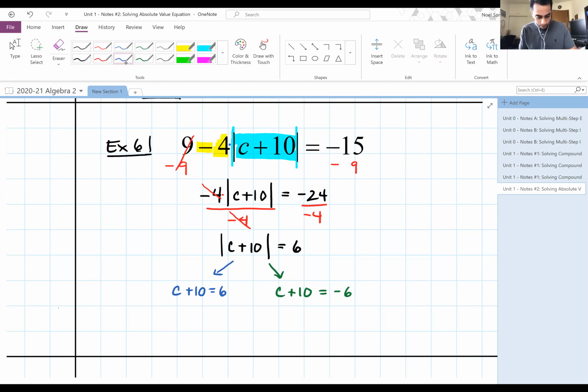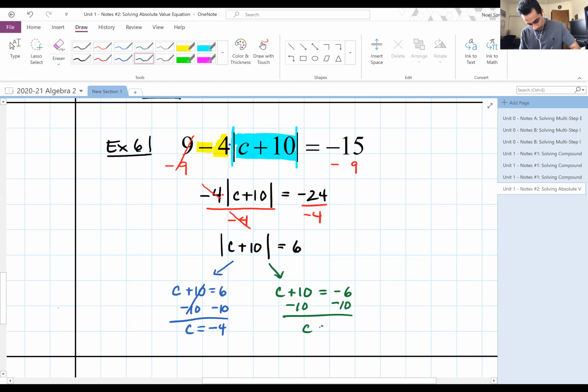Now we just solve. So first we subtract 10 from both sides, so c will equal -4. And then on the other equation, we subtract 10 again, but this time c will equal -16. So now we have found two solutions, one -4, the other -16, that would satisfy this absolute value equation.